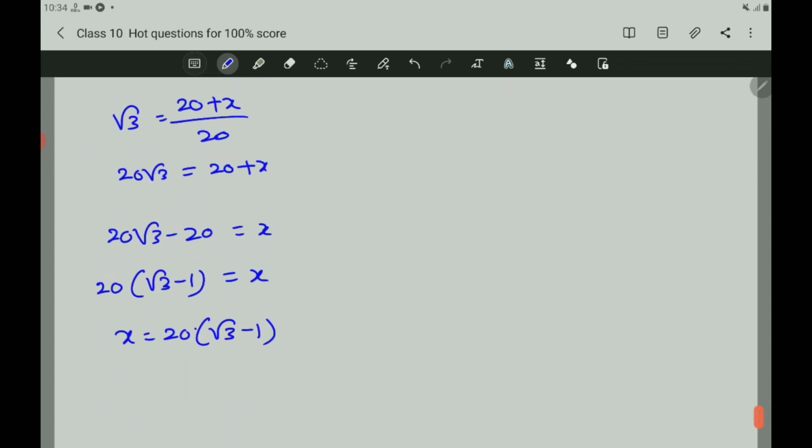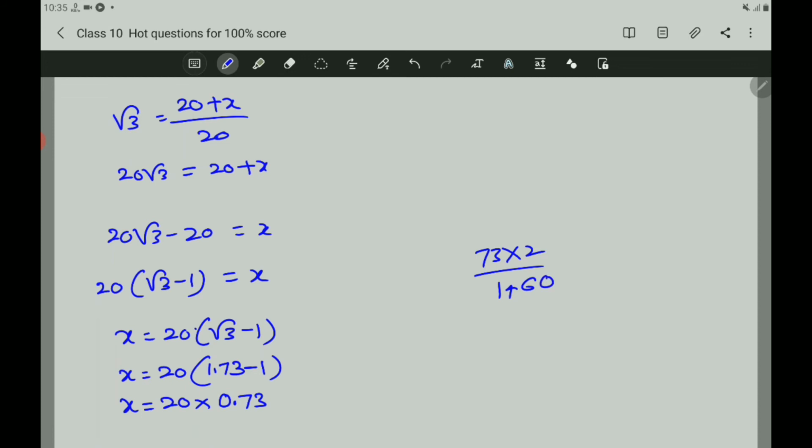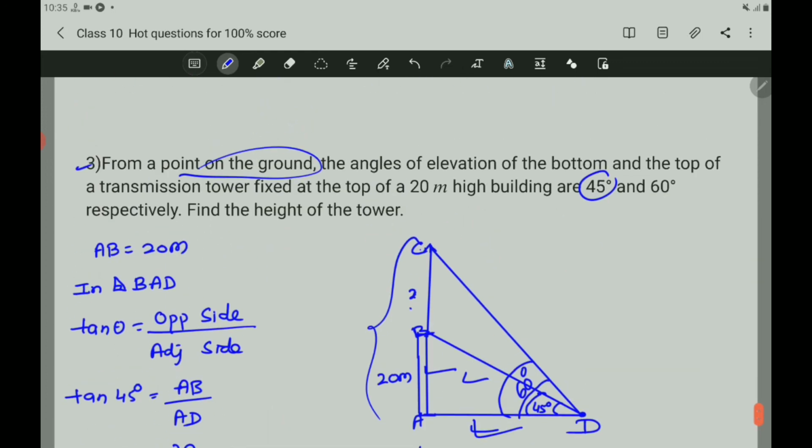And if you take the approximate value, here X equals 20 into, what is the approximate value of root 3? Root 3 is approximately 1.73, minus 1. Then X equals 20 into 0.73. Then you will get 14.60 meter. That is approximate, not the exact value.